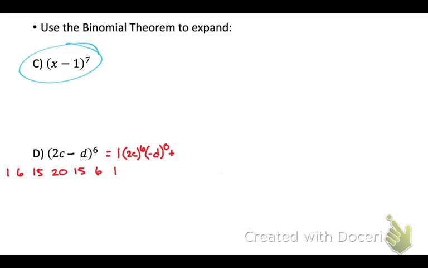plus 6 times 2c to the 5th times negative d, d first. Yeah, but it's a negative. I know, but d. You said b. Oh. Plus 15 times 2c to the 4th times negative d to the 2nd. Okay, so you guys finish filling it out, and so will I, because we'll make fewer mistakes, right?